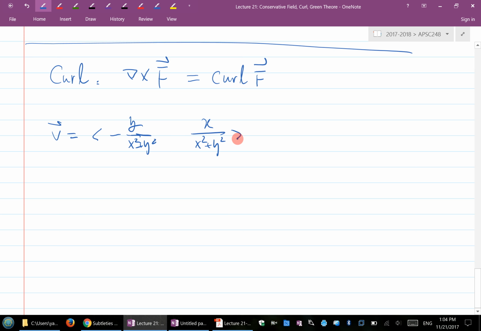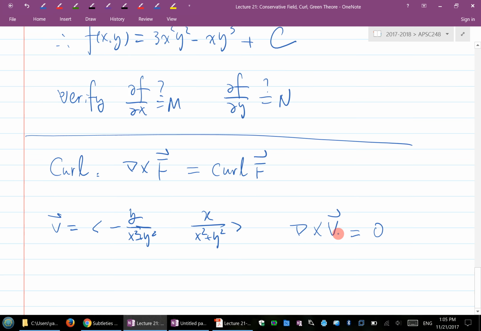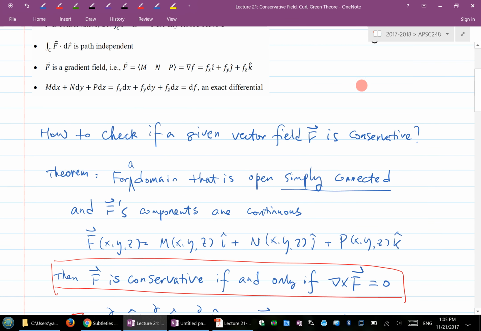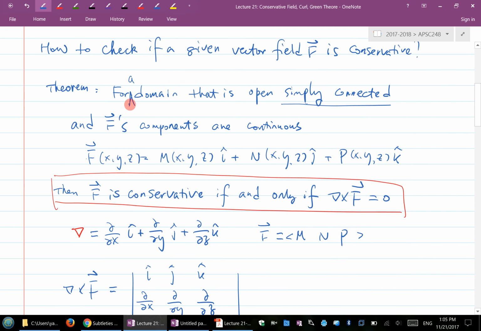So technically speaking, when you look at this vector field and you go ahead and check this, you will find that this is equal to 0. Now you may draw the conclusion that this is a conservative field, right? But if you look at the nitty-gritty of the definition I wrote down at the beginning, this is basically the theorem I wrote down.